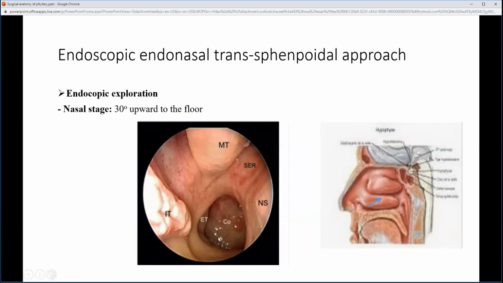So the target is going from that level. We go superiorly 30 degrees to the nasal floor, and we visualize the medial turbinate. We visualize the choanal region, and laterally we visualize the sphenoethmoid recess, as you can see laterally to the right. So this recess is, if I can say, the pathway or the landmark that permits going superiorly access to the sphenoidal ostium, as we'll see on the next slide.